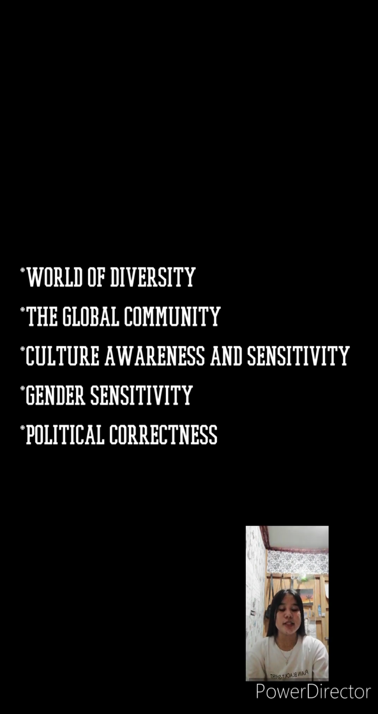So next is the global community. Global and community are two words that belong together. Global describes the world. It refers to everything, everywhere, or the whole planet. While community refers to people who live in the same area and share common characteristics and interests.